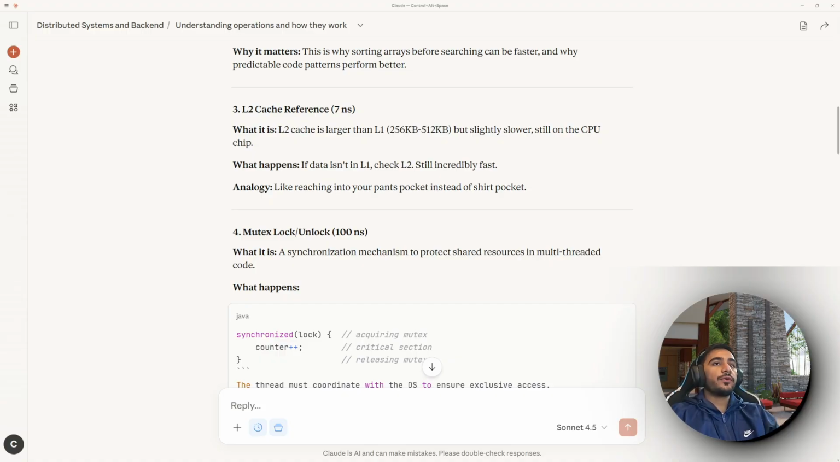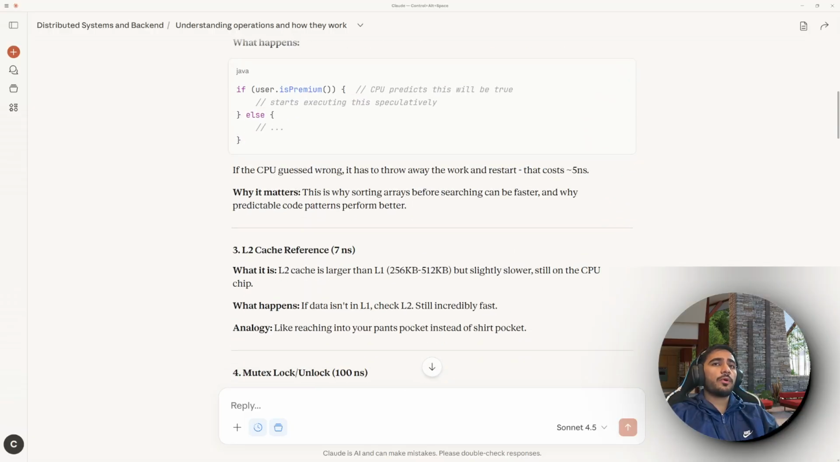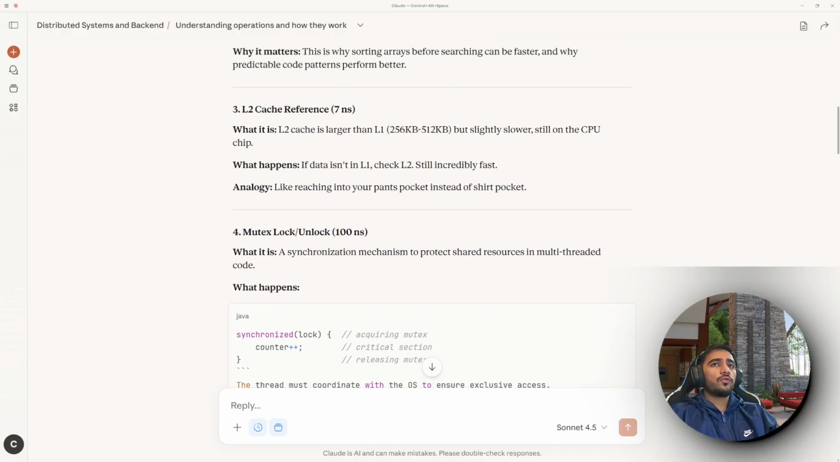So if data isn't in L1, then we check if it is in the L2 cache, and it is still fast, but not as fast as L1 cache. L1 cache takes about 0.5, half a nanosecond. So yeah, it's like checking.